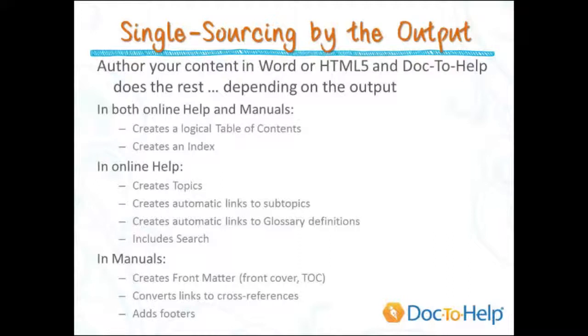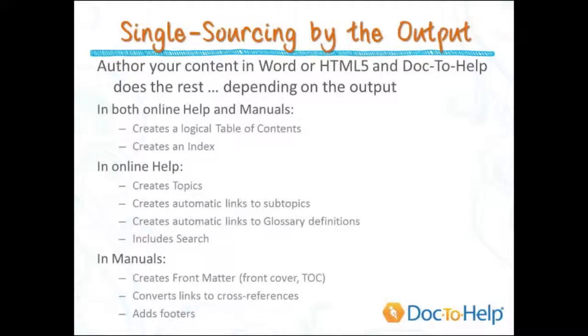First of all, in online help and manuals, in both of them, whatever your output, Doc2Help creates a logical table of contents and it creates an index. So that goes across the board. In online help, Doc2Help breaks everything up into topics. It creates automatic links to subtopics. I'll show you that later, how subtopic links work. We have an exercise about that. It creates automatic links to glossary definitions. So that's a really cool feature that's only in online help.